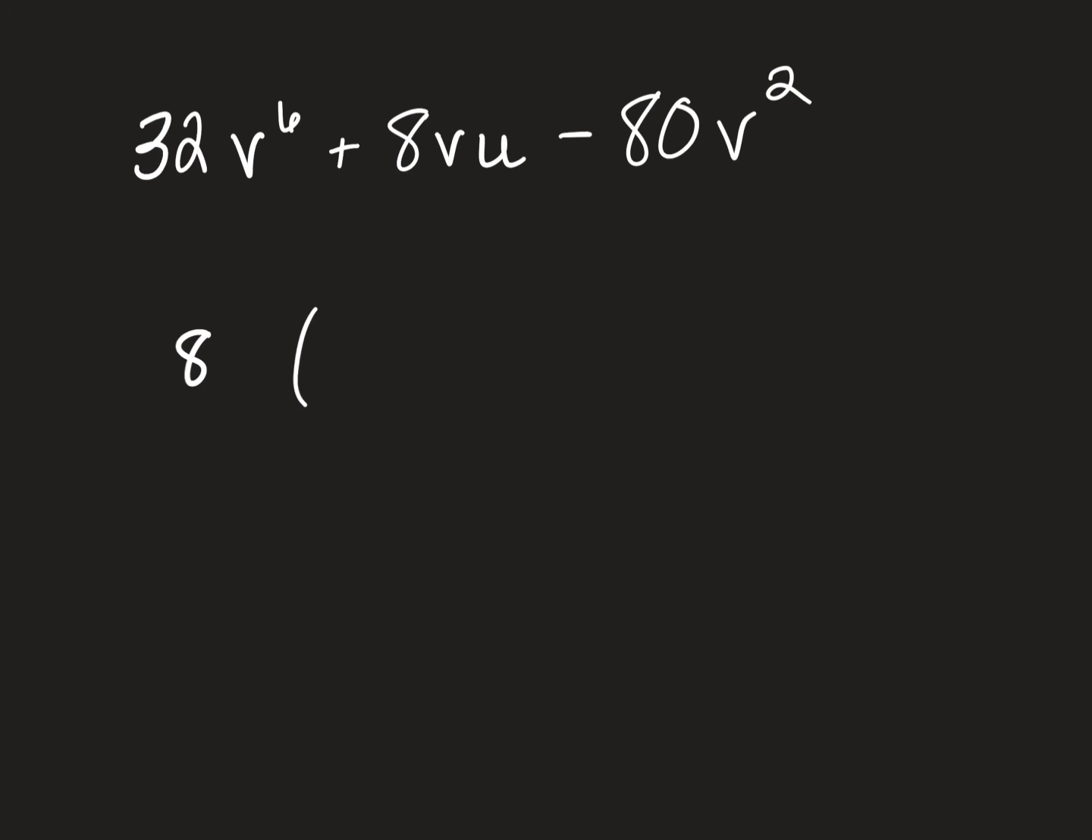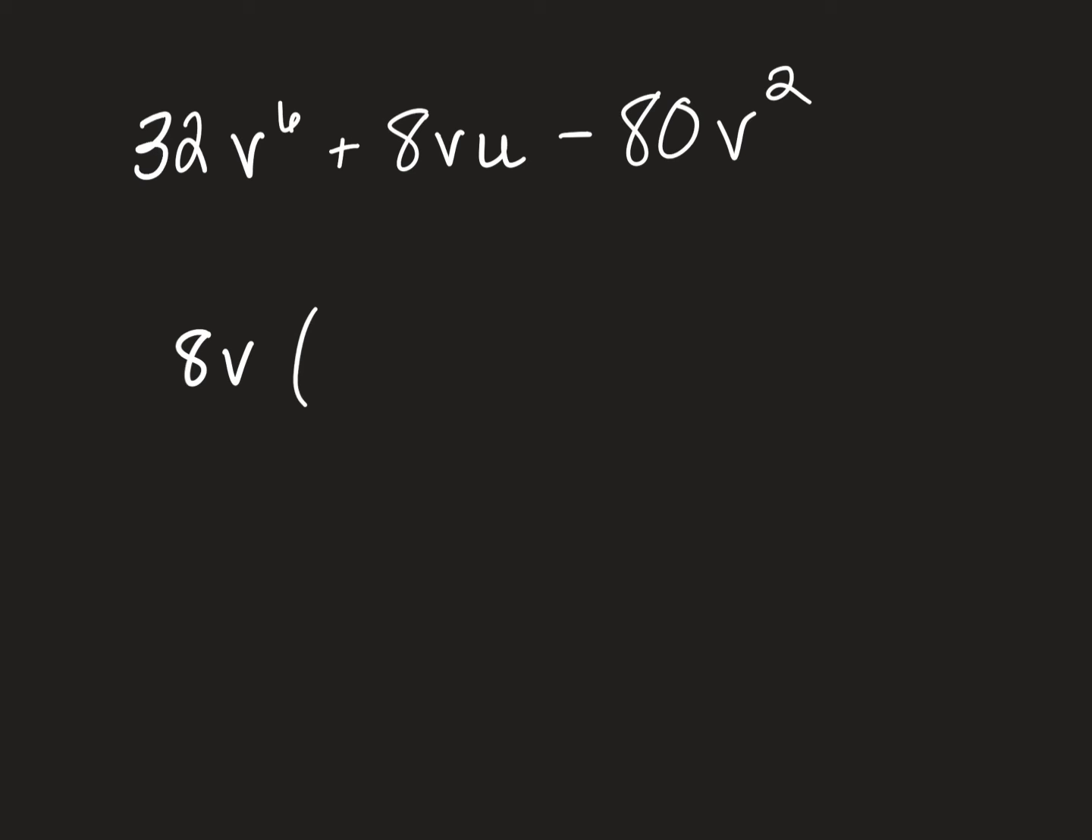Now, let's look at our variables. We have a v to the 6th power, a v to the 1st, and v squared. So there's only one v here, right? So we can't take out more than that because this one only has that many. So that means we'll have a v to the 1st outside.